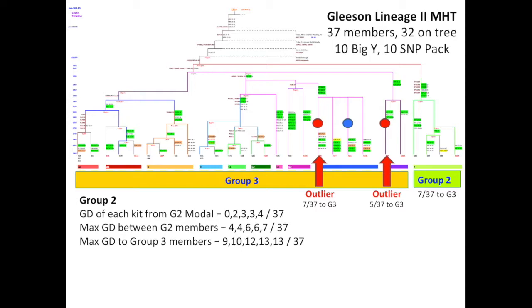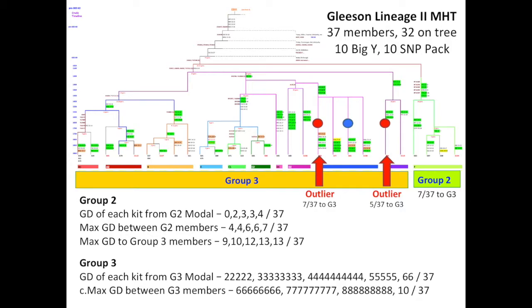When we look at group three, the genetic distance of each kit from the group three modal haplotype, some of them are 2 out of 37, quite a few are 3, quite a few are 4. Now we're seeing some 5s, and there are even two 6s from the modal haplotype for just group three. The maximum genetic distance between any two members in group three goes up to 10 out of 37, and if you compare group three with group two, it goes up to 13 out of 37. So this is a wonderful way of seeing the degree of spread in genetic distance from the modal haplotype within your group.